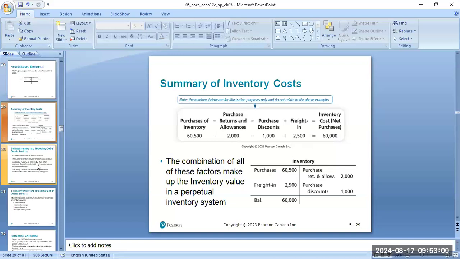Now, if we have to do the summary of the inventory cost, the summary is always going to be purchases, minus purchase returns and allowances, minus purchase discounts, plus the freight. It's going to give us the inventory cost or net purchases.